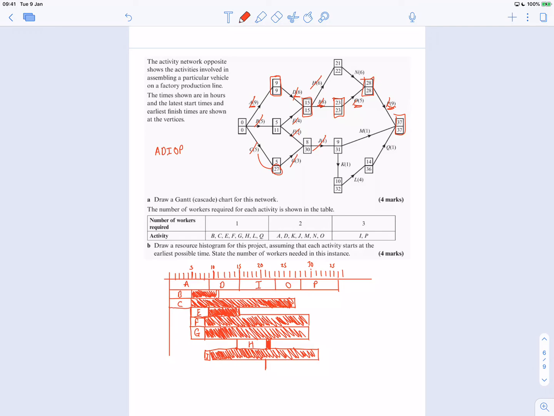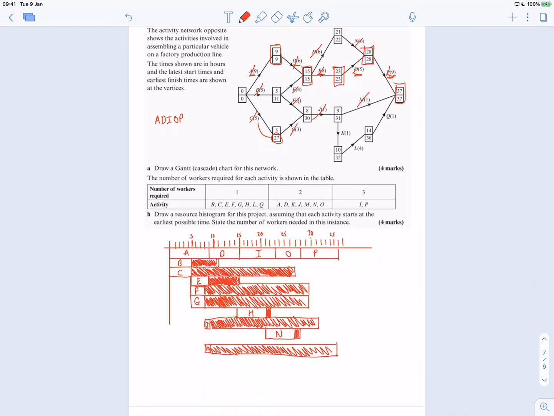And then N, well, that's going to start at 21, which is over here. It's worth 6, that's going to go up to 27, which is over here. That's N. It's going to have a slack of 1. That's N done, and then M can start at 9. It's got a length of 1. So that's M. That's got a slack of 37, so that's all the way to the end. This is all slack. So M is really easy.